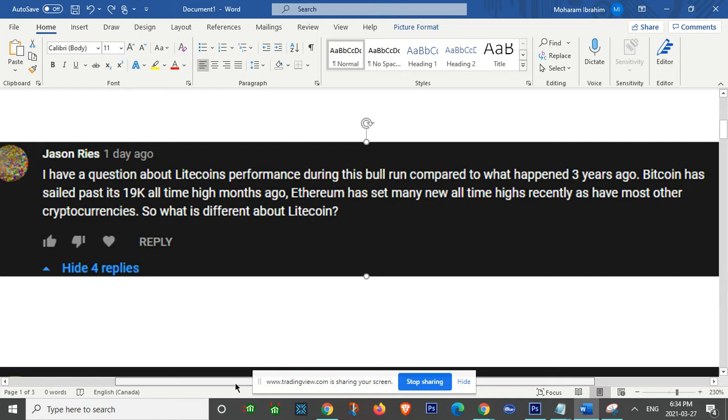I have a question about Litecoin's performance during the bull market compared to what happened 3 years ago. Bitcoin has sailed past its 19K all-time highs months ago. Ethereum has set all-time highs. So what's the difference about Litecoin? Well, here's the thing, my friend. With Litecoin or every single cryptocurrency, they all have different algorithms printing, okay? So Litecoin, it's late, yes, but the time will come.